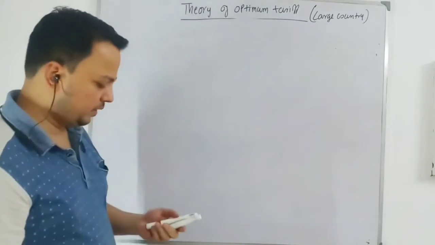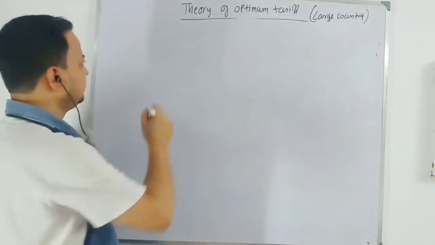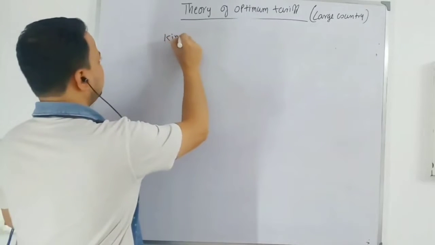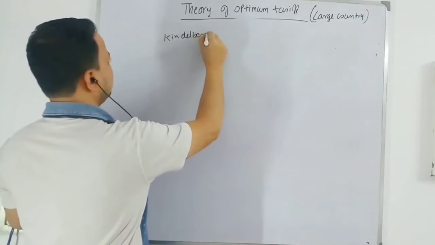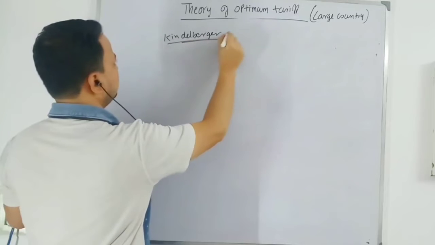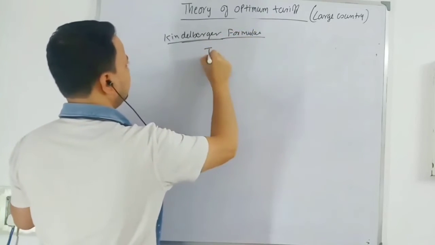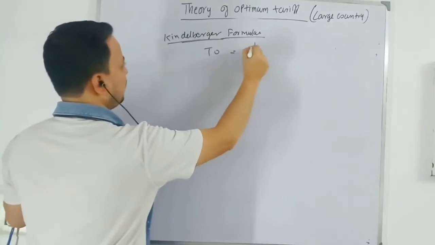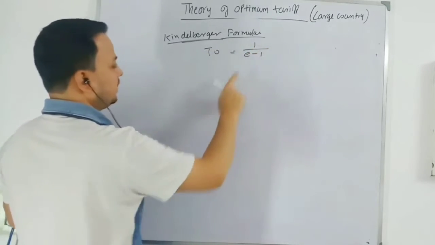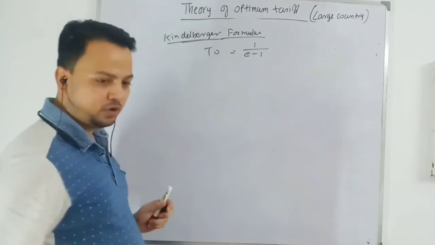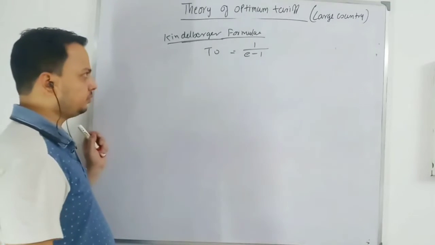I have given you people the Kindleberger formula. Okay. The formula for the optimum tariff. The optimum tariff is 1 over E minus 1. Okay. E is the elasticity of the offer curve of the foreign country.